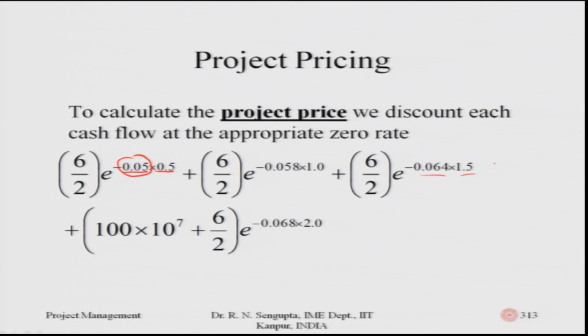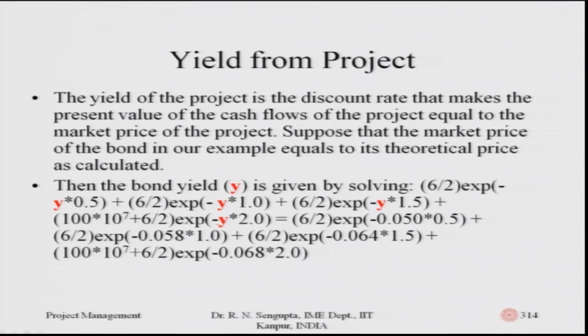And the last term consists of two terms inside the bracket. One is the interest payment 6 by 2, and one is the principal amount, which was 100 crores. So these values have to be brought to the time value as of now, since the principal amount is being paid along with the interest. Hence it is e to the power minus, the interest rate as given in the table is 6.8%, time period is 2 years, and hence it is 2.0. Now, this would give me the calculations based on which I can find out the value of the project.